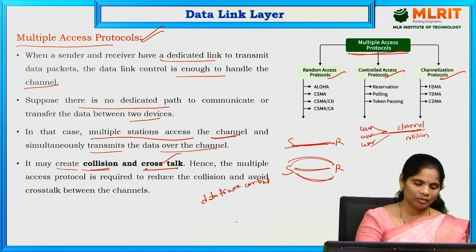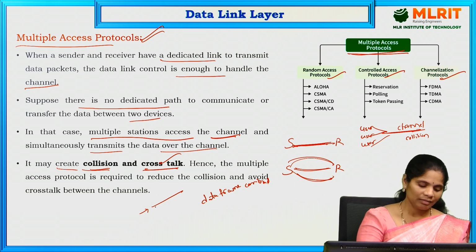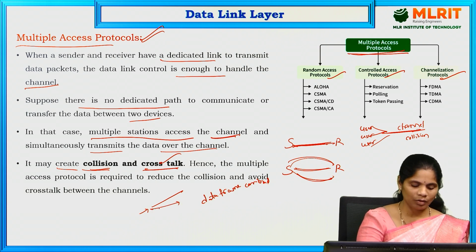In real time we have seen crosstalk. Suppose we dialed one mobile number. That mobile number is also the right number, but it is connected to another person. We call one mobile number, and it is connected to another person. Sometimes it may be crosstalk also. That is called crosstalk.